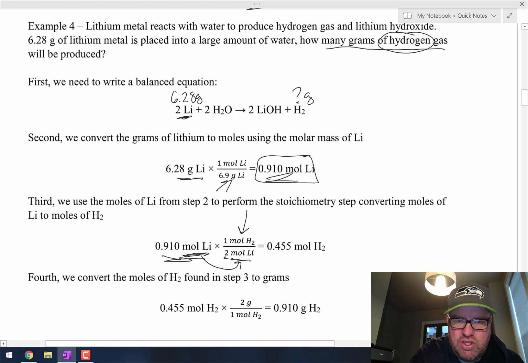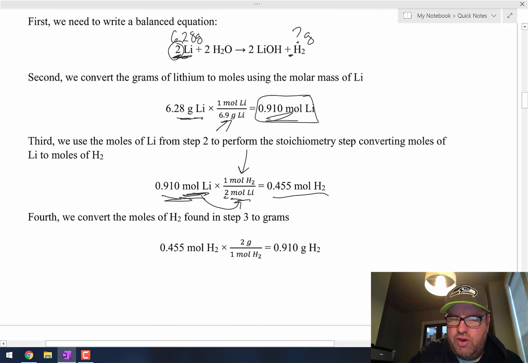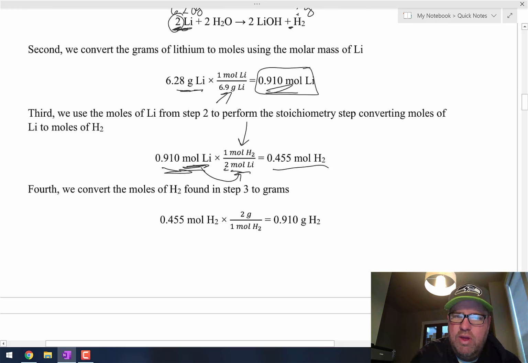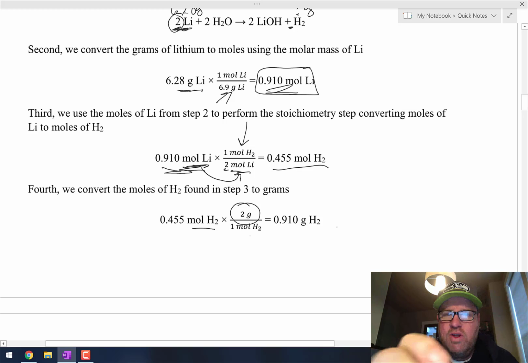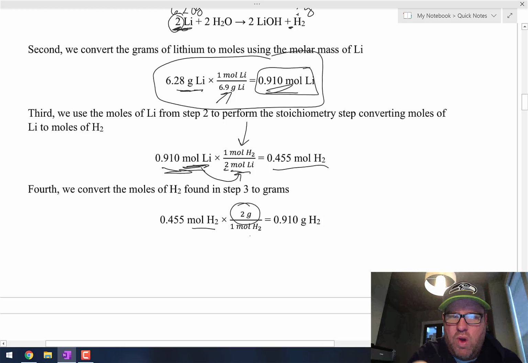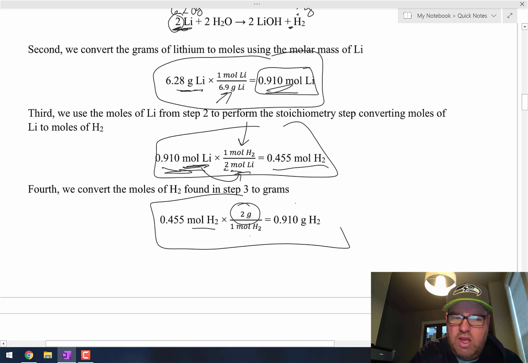Now, why is there a 2 there? Because 2 moles of lithium will make just 1 mole of hydrogen. Okay, and that gets us to moles of hydrogen. And then our last step is, once you have moles of hydrogen, we use the molar mass of hydrogen to convert our moles back to grams. Now, notice I did this in 3 different steps: 1, 2, 3. You don't need to do that.